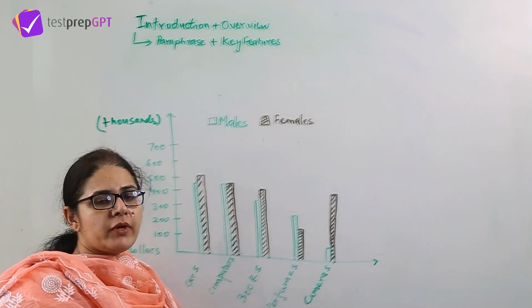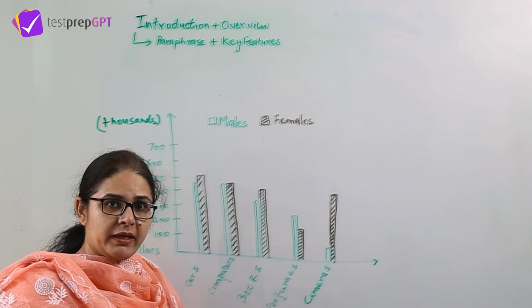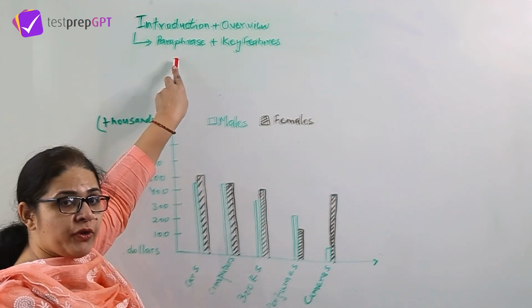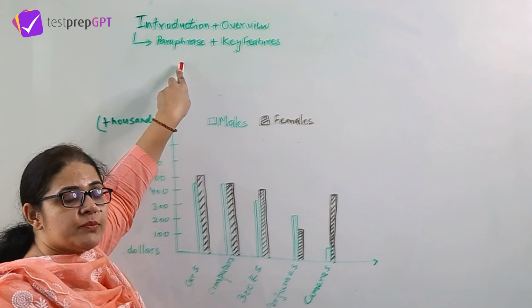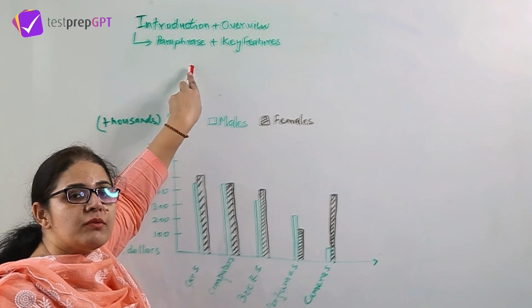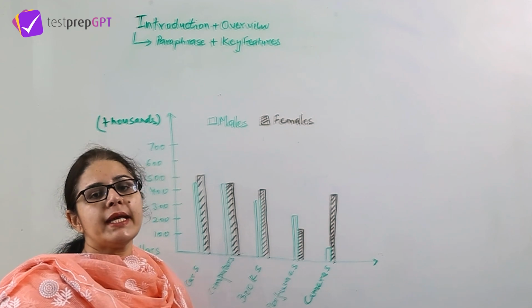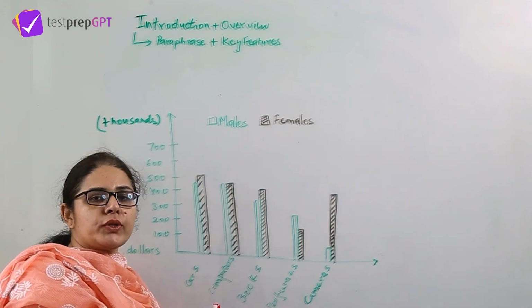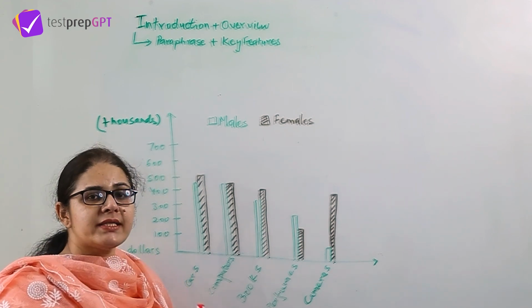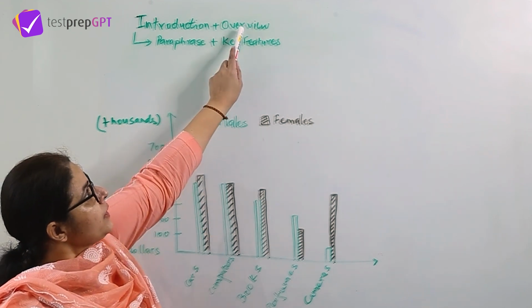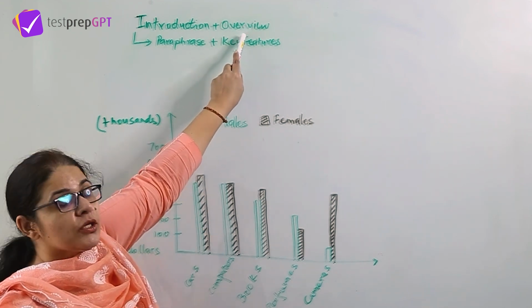For example, you can write about 3 sentences for this paragraph. The first sentence would be, you would paraphrase the question. What does paraphrase mean? Paraphrasing means you will write the question in your own words, but it will have the same meaning as the question itself. We can add something to it. Then there will be the overview, which is the next sentence.